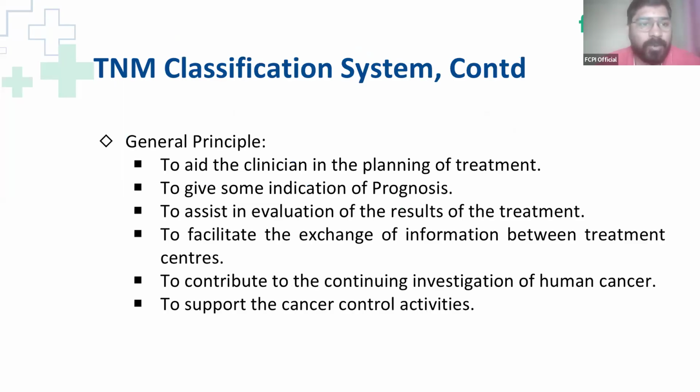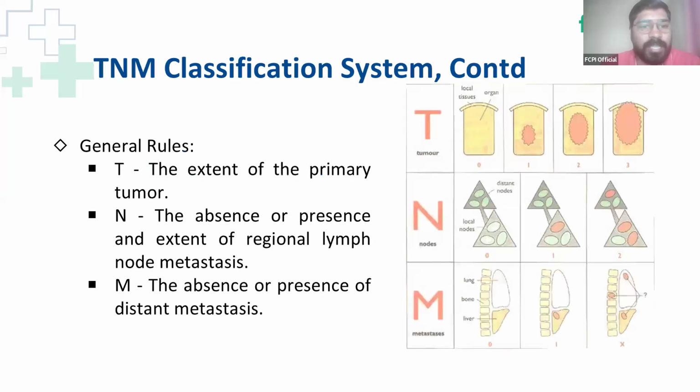Next slide. The general principle of this TNM classification is mainly to aid the clinician in planning the treatment. Once the staging is done, it helps the clinician to decide the regimen, and also gives some indication of prognosis. For example, when we have a stage 4 cancer, we can tell that there are limited options for treatment, and to assist in evaluation of the results of the treatment. For example, if we have a stage 3 lymphoma, after the treatment we can reassess with a PET CT scan and restage it, so that we can see the difference in the disease status and judge the results of the treatment.